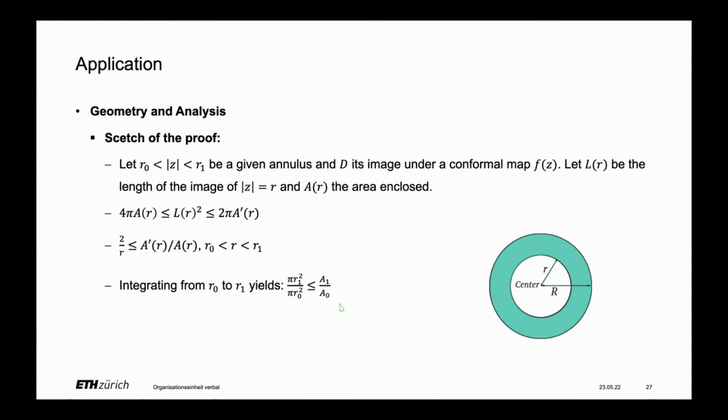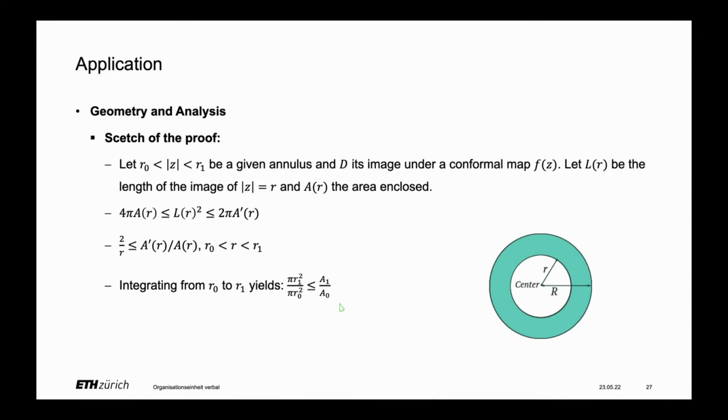So it seems quite complicated, this theorem, but if we're seeing the sketch of the proof, it's actually quite easy. What we're doing is the following. So the idea here is exactly we have to use the isoperimetric inequalities. So before that, the mathematicians used to prove that with Laurent expansions, which is much more complicated. And with the isoperimetric inequality, we can simplify everything. So what we have here is let R0 be smaller than the absolute value of z, smaller than R1. So this is actually our R1. And this smaller circle here is actually our R0. Be a given annulus, and D is its image under a conformal mapping f of z.